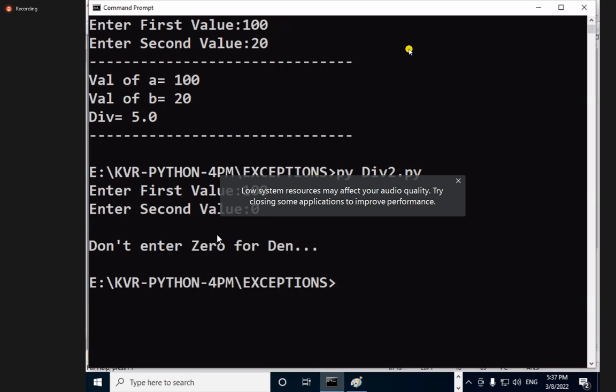Is the else block executing? No. So tell me, which block is compulsory to enter? Try block. Next, after that, either else or except will execute. When will else execute? When there is no exception in the try block. When will the except block execute? When there is an exception in the try block.